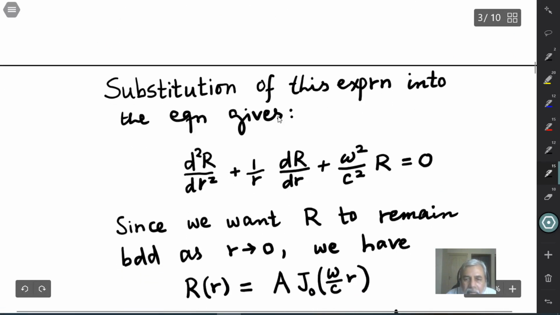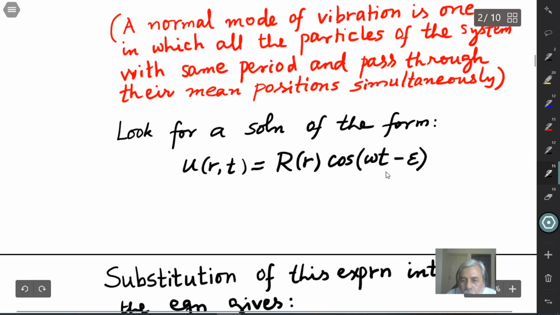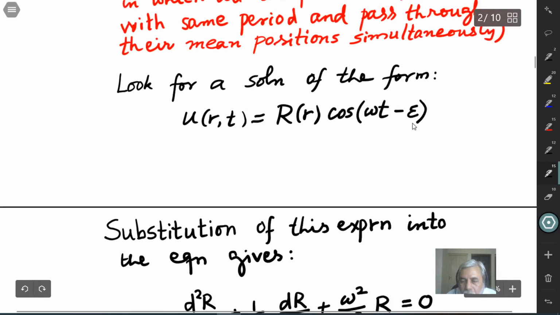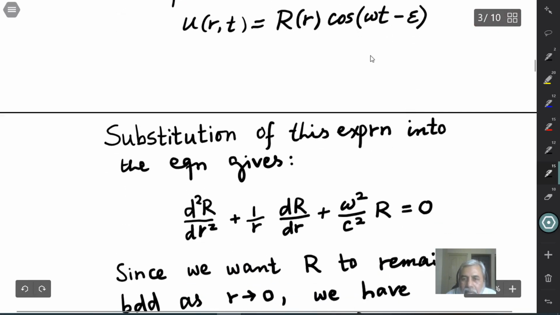That equation is d square R by dr square plus 1 by r dR by dr plus omega square by c square R equals 0. Here omega is the frequency, and 2 pi by omega is the period. And epsilon is something positive, so that also we can express in terms of both cosine and sine.